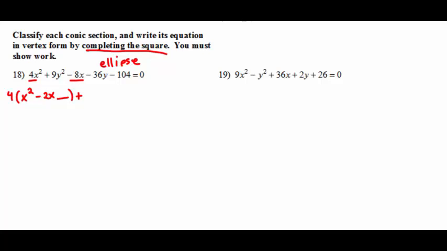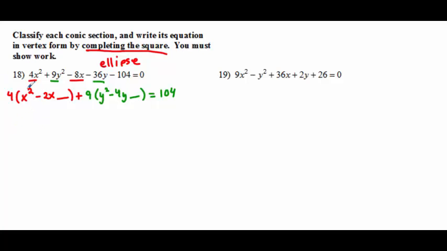And then I'm going to group my y's together. What do I need to take out of my y's? 9, because that's the number in front of y squared. And then that negative 104, we're just going to move that to the other side since it doesn't have an x or a y. To move things, since this is minus 104, I have to add 104 over to the other side.